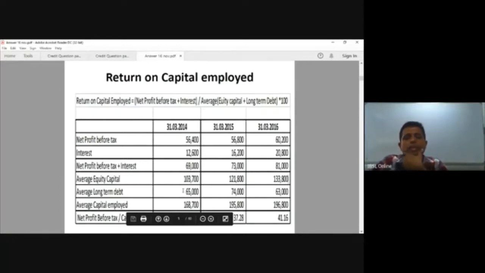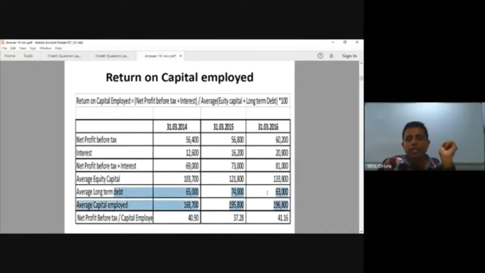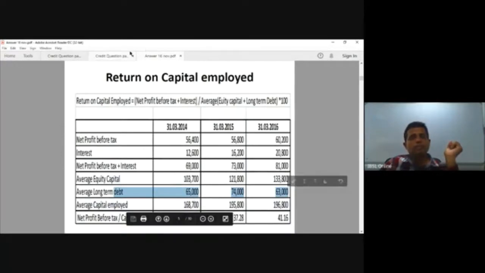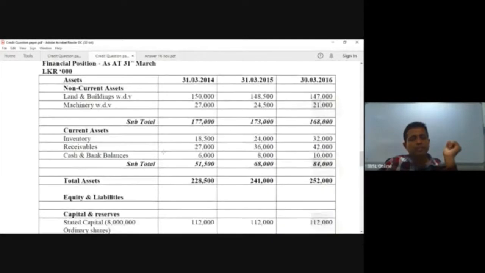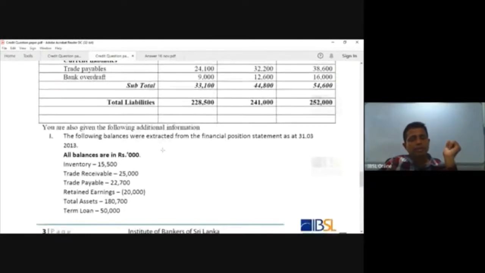In order to calculate average long-term debt capital, we need to have the beginning long-term debt and the ending long-term debt. For 2014, the answer is average long-term debt capital is 65,000. Now I will show you how I calculate this 65,000. Go to your question paper. Now go to balance sheet. First part, first note, there term loan is 50,000.